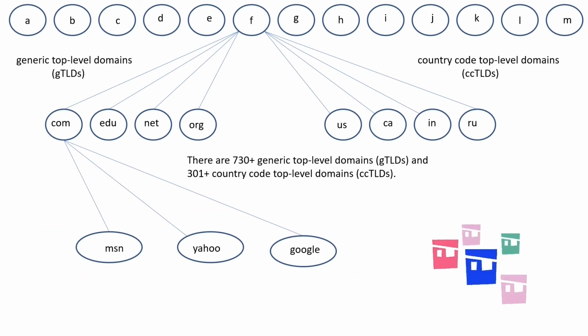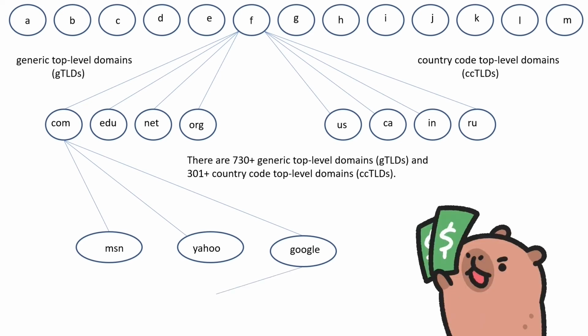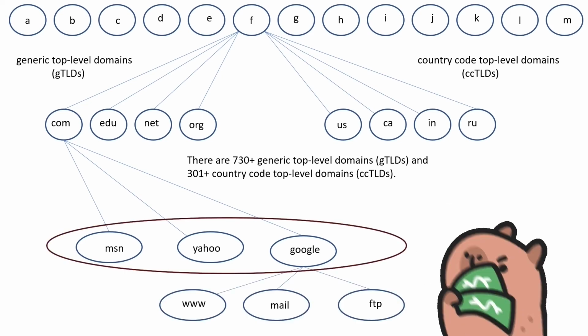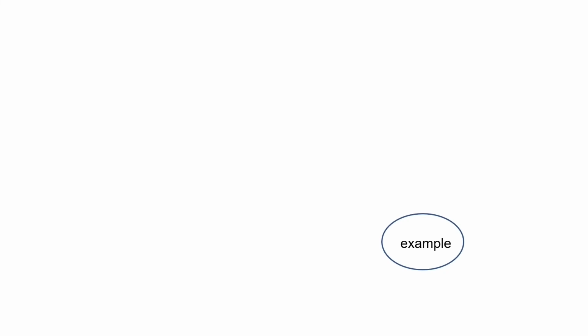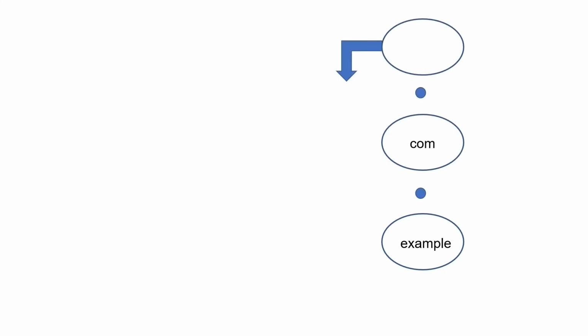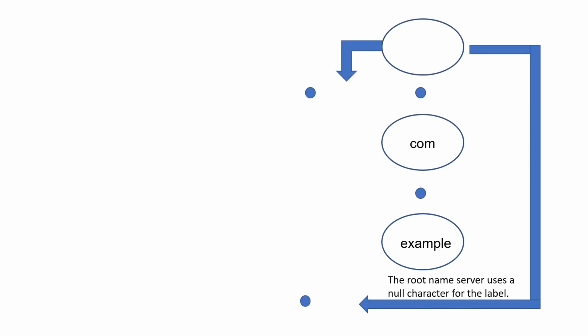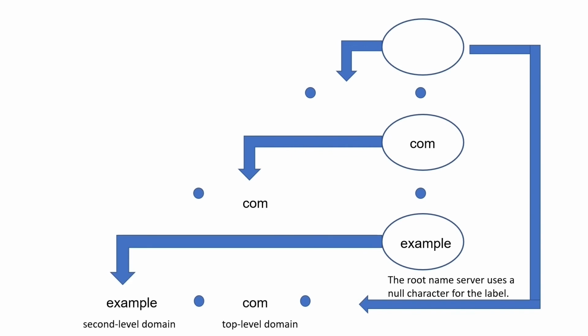Second-level domains are available for public use. When you purchase a domain name, you purchase a second-level domain. You also need to configure a name server that resolves queries for all resources in your domain. Let us understand it through an example. In the domain name example.com, the COM is a top-level domain and the example is a second-level domain.